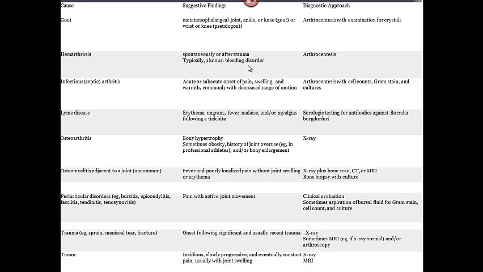Lyme disease is another infectious process, and if you remember, this is caused by Borrelia burgdorferi and is monoarticular. Patients would have the prior manifestations of Lyme disease and the prior history of being camping and being bitten by a tick. They have erythema migrans, fever, malaise, etc. And how do you diagnose this? By serological studies, having antibodies against Borrelia.